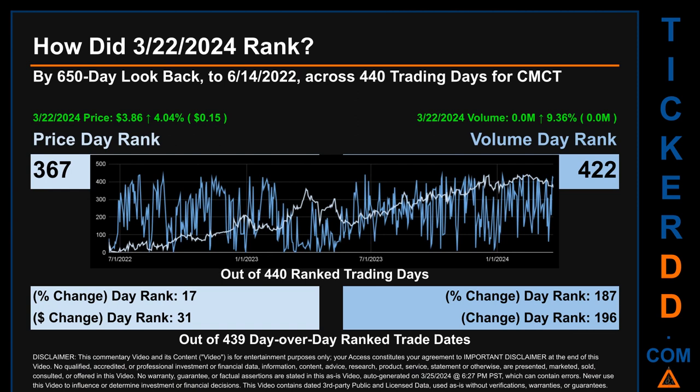The price's day-over-day percentage change, jumping 4.04% on March 22, 2024, had a day rank of 17 while its dollar difference of 15 cents had a rank of 31 when compared day over day across 439 trading days. Volume's percentage change and difference were ranked respectively at 187 and 196.